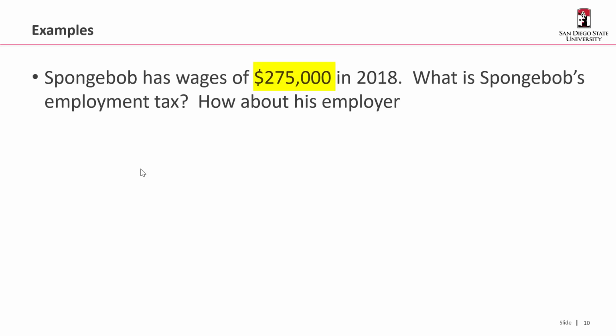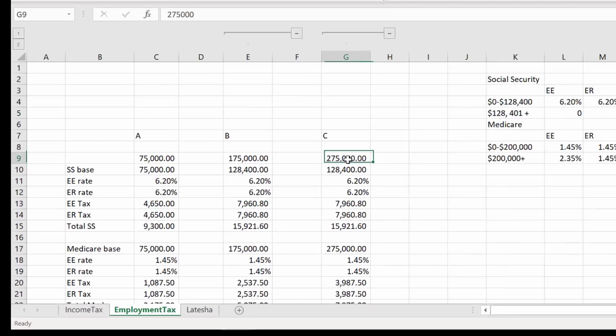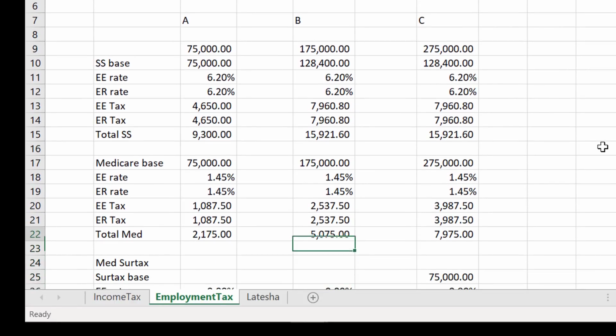What if, on the other hand, SpongeBob's wages go all the way up to $275,000 in 2018? At $275,000, the FICA cap still applies to Social Security. And so you can see that his Social Security tax is identical to the tax when he made $175,000, because both of those amounts are above the $128,400 FICA cap. His Medicare tax, however, applies to all $275,000 at the 1.45% rate.